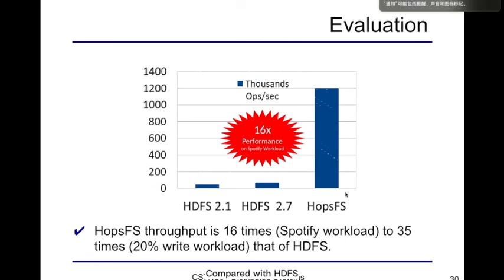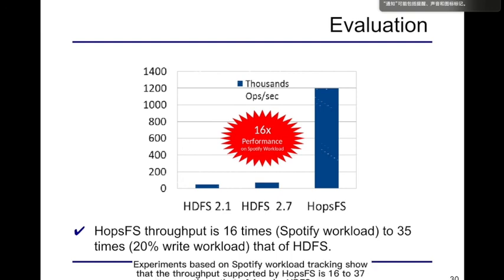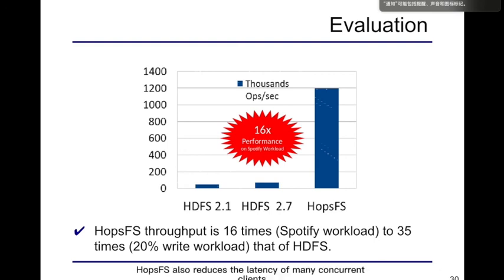Compared with HDFS, HopsFS achieves an order of magnitude higher throughput. Cluster capacity has increased to at least 37 times that of HDFS. Experiments based on Spotify workload tracking show that the throughput supported by HopsFS is 16 to 37 times that of Apache HDFS. HopsFS also reduces the latency of many concurrent clients, and there is no downtime during failover.